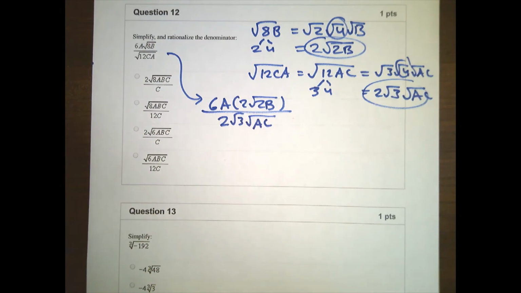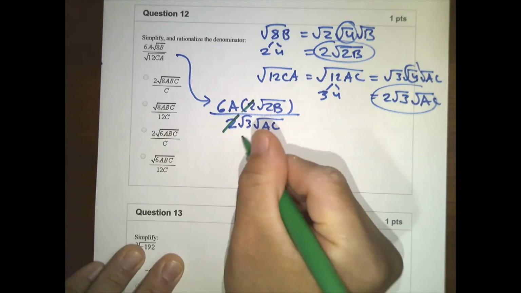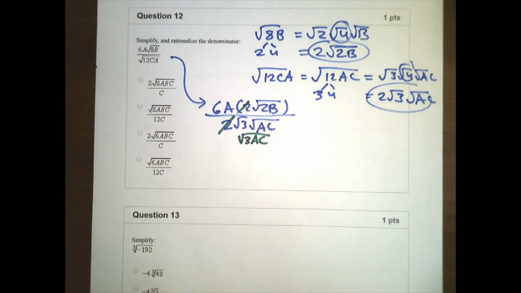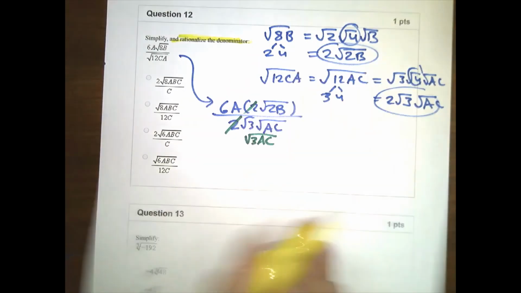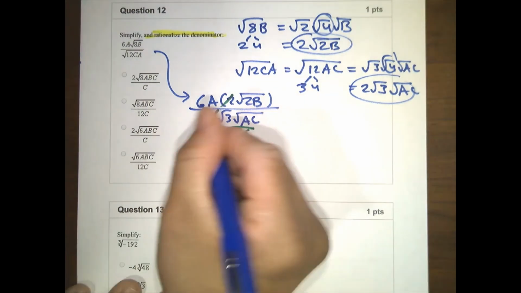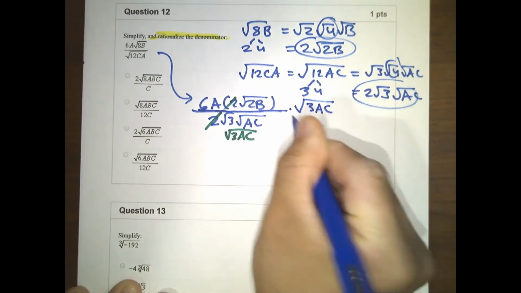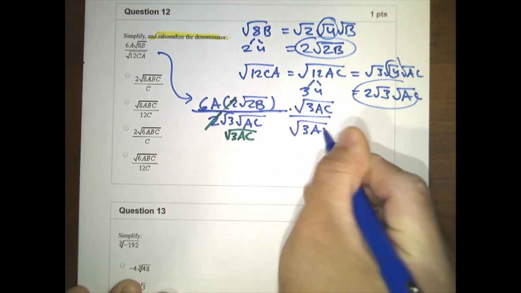Alright, now I can see that the 2's divide out, and I can rewrite this as just the square root of 3ac all under the same square root if I would like, but I don't want the square root to be in the denominator, especially since it said to rationalize the denominator. So that means to get all of the square roots and all of the irrational numbers out of the denominator. The way we do that is the same way as before. We'll multiply by the square root of 3ac in the numerator and the denominator.